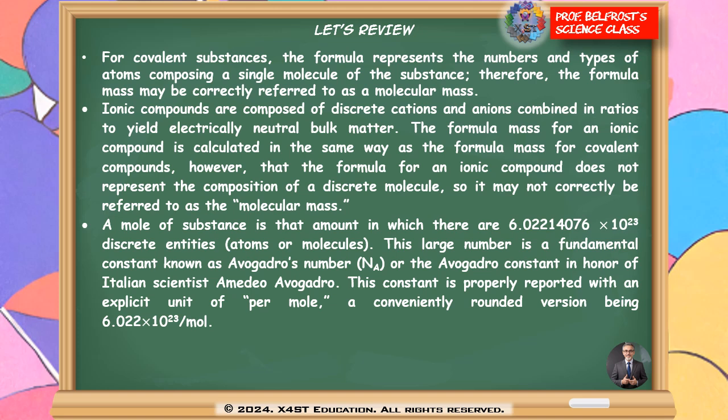The third point is a mole of substance, that amount in which there are 6.022 × 10^23 discrete entities, which can be atoms or molecules. This large number is a fundamental constant in chemistry, known as Avogadro's number, N_A, that's the symbol, or the Avogadro constant, in honor of the Italian scientist Amedeo Avogadro. This constant is properly reported with an explicit unit of per mole, a conveniently rounded version being 6.022 × 10^23 per mole.